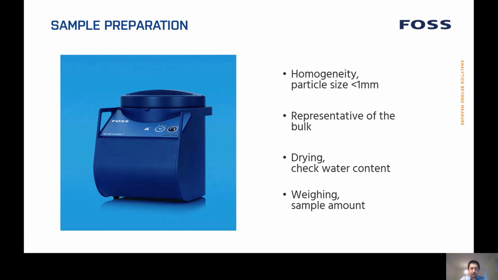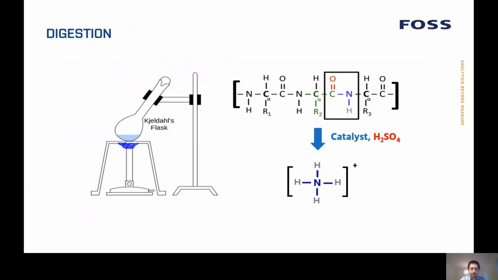If you weigh too much sample, it will exceed the limit, and then the method is not applicable, and you may get a wrong result. Also, if you weigh too little and the content is low, then you also have problems. It will fall below the lower limit, and the result cannot be measured. So the sample preparation steps include the preparation, the grinding, and also the weighing. And then the second step is the digestion.